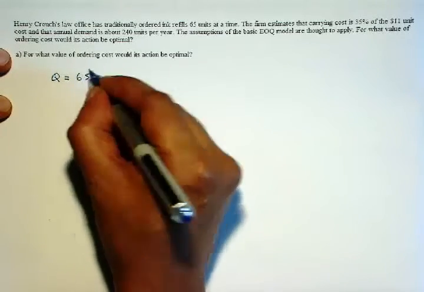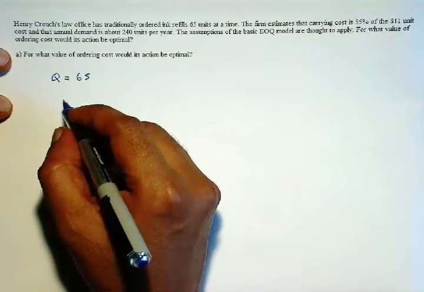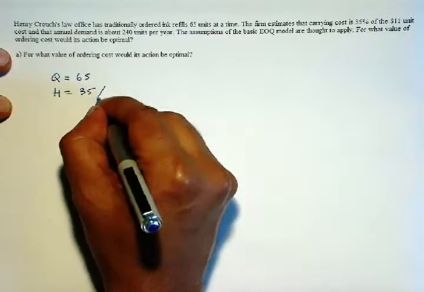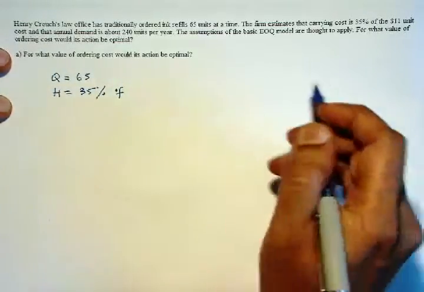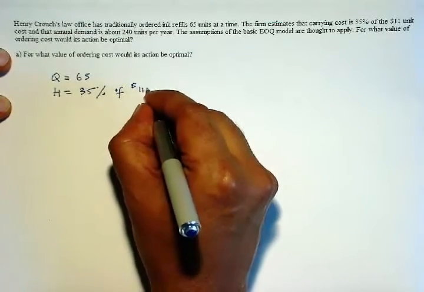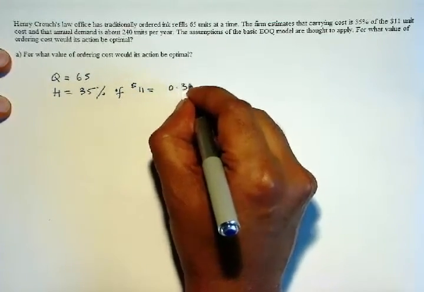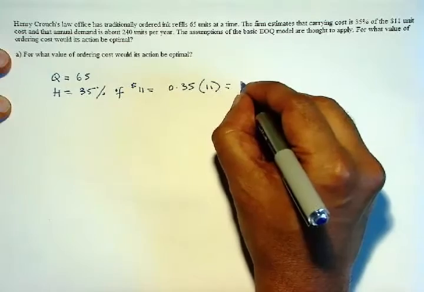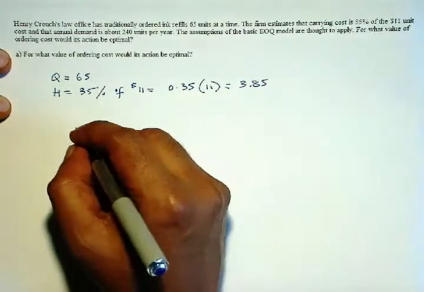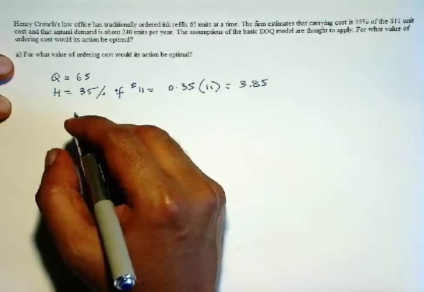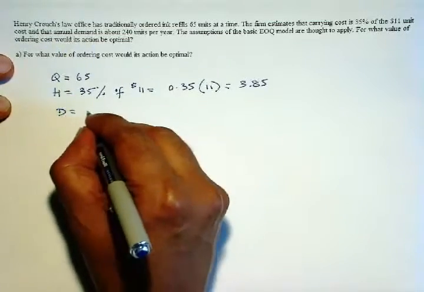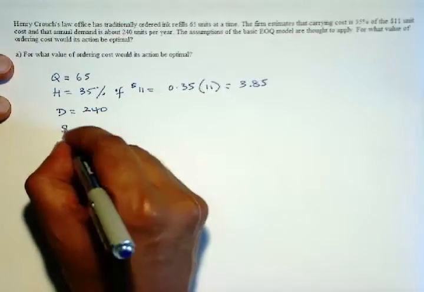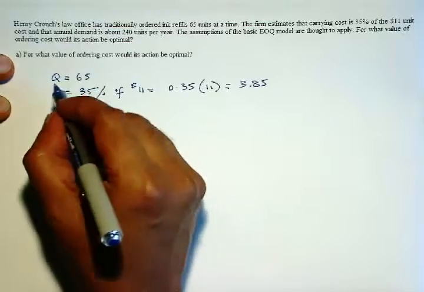The firm estimates that the carrying cost, so carrying cost is H, is 35% of the cost of the item, which is $11. So that is 0.35 times $11, which will give you 3.85. Then the annual demand is given as 240. And the question is, at what ordering cost will this order quantity be optimum?